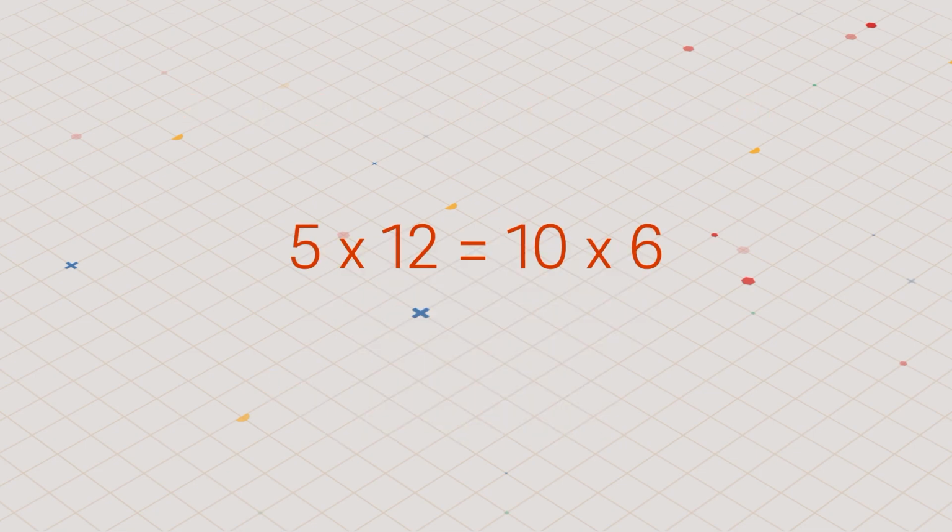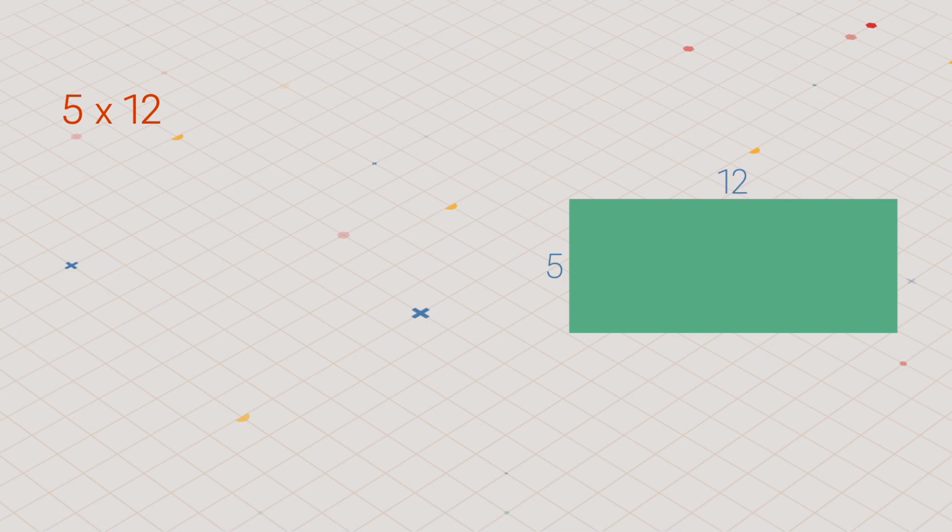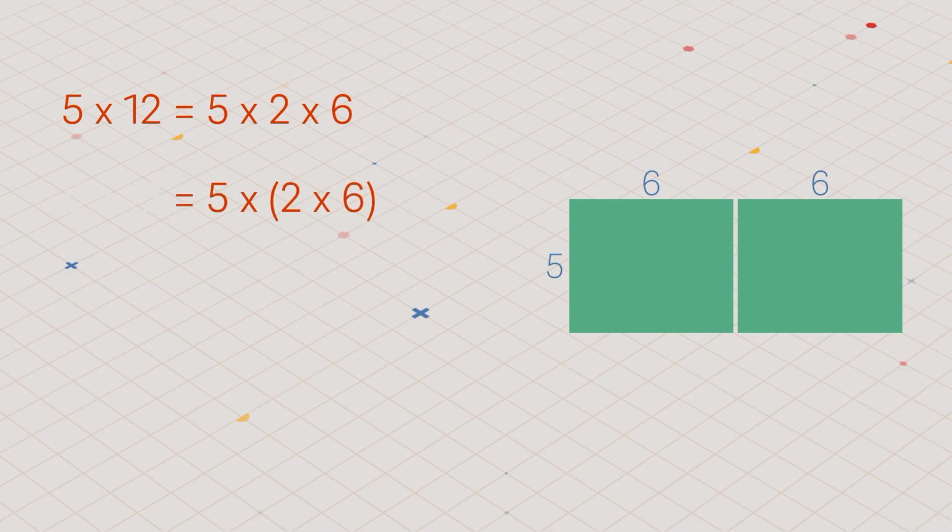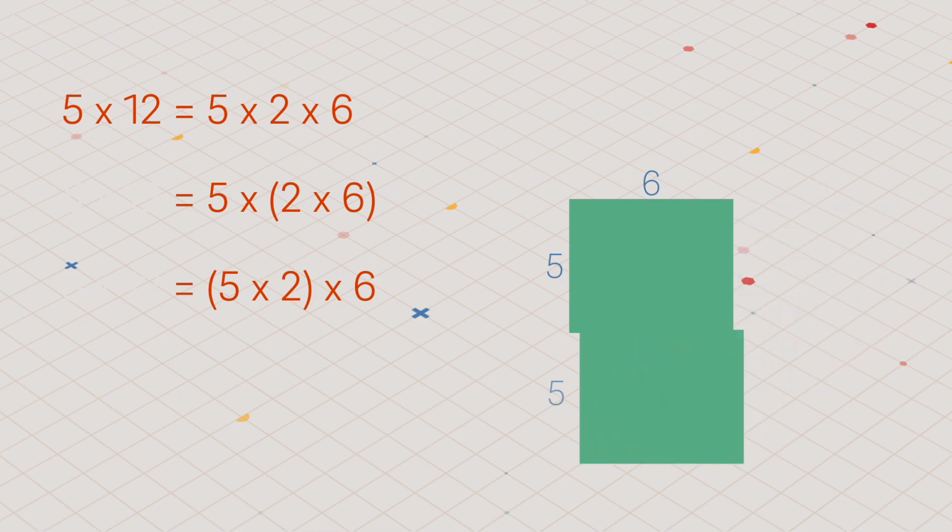The associative property also allows us to make sense of halving and doubling and the use of other factors. Let's look at 5 times 12. 12 can be thought of as 2 sixes. The 12 is still there, it's just now represented as 2 times 6. Grouping the 2 with the 5 creates a known fact. We can rearrange the array to illustrate this change in grouping, which leaves us with 10 times 6, which is 60.